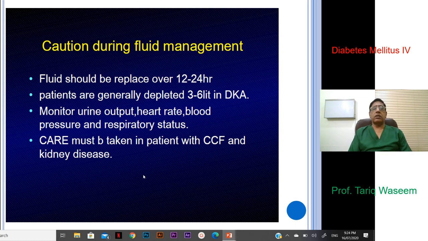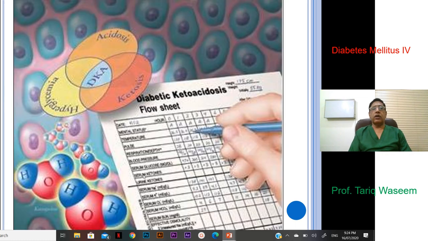Now, all this requires very close monitoring of your patients: what their vital signs were, what their potassium level was, how much fluid we gave, how much urine output they had, what their blood sugar was, what happened with their ketones, and what happened with their acidosis. This would be charted in the form of a flow sheet.